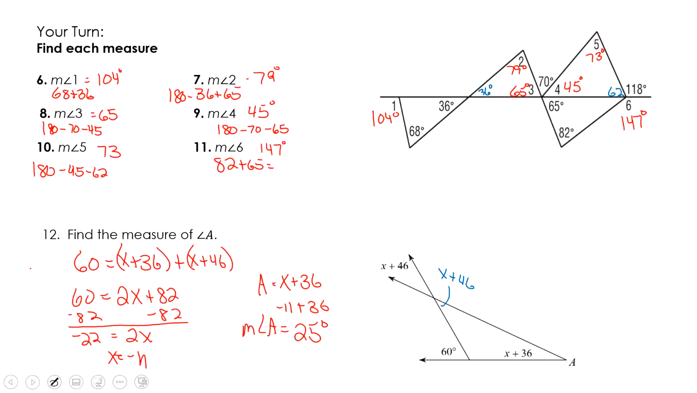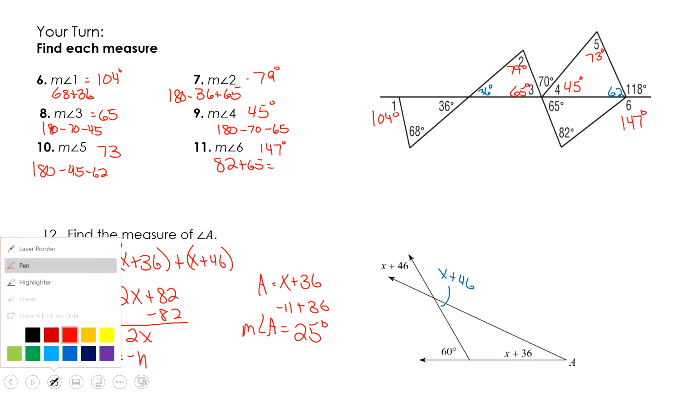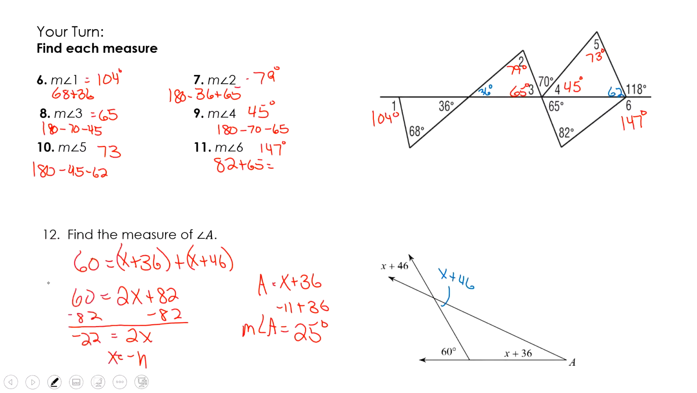Okay, here are our answers. I filled in some information in blue in the diagram that I pulled out from other parts of what we filled in. But just so you know, I started my solution to this with angle 4 because I knew those 3 angles there had to be 180 degrees. That's where I started.